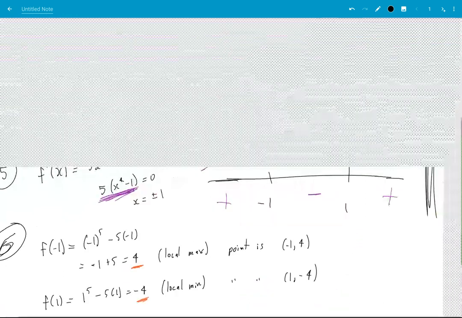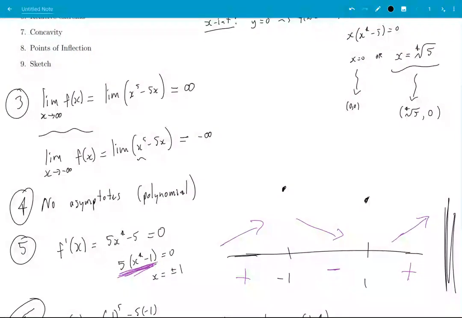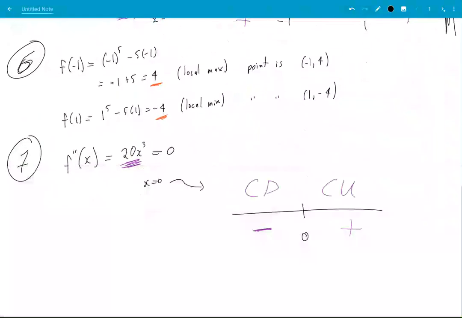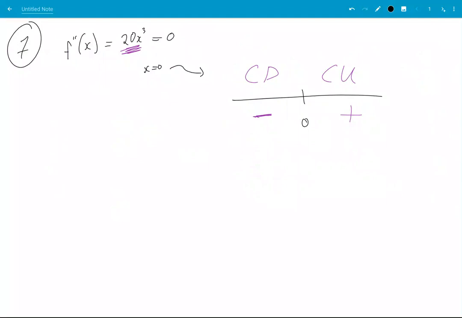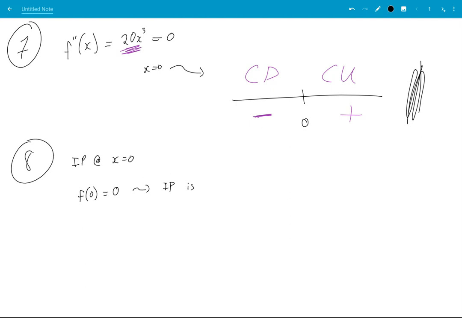8. Inflection points, I believe so. Points of inflection. Now, I'm just going to look at what I did here, and I can see that at x equals 0, there's an inflection point. So IP at x is 0. And again, I have to find the corresponding y value. And f of 0 is 0. So we'll say the IP is the origin, 0, 0.